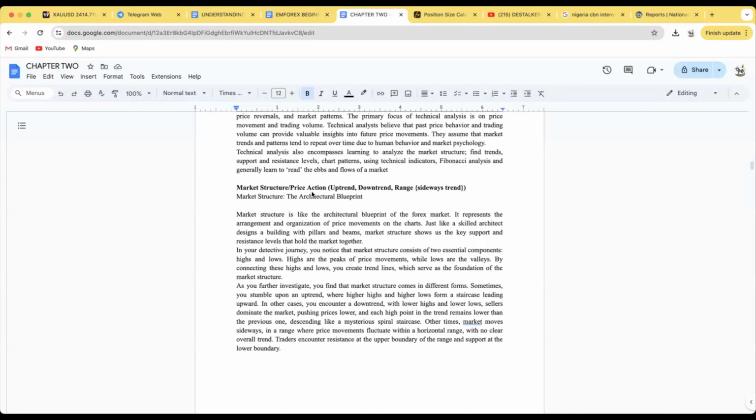Let's see market structure and price action. So we have different types of trend. Thank you, Said. We have different types of price action patterns and stuff like that. So we can see here, market structure is the architectural blueprint.